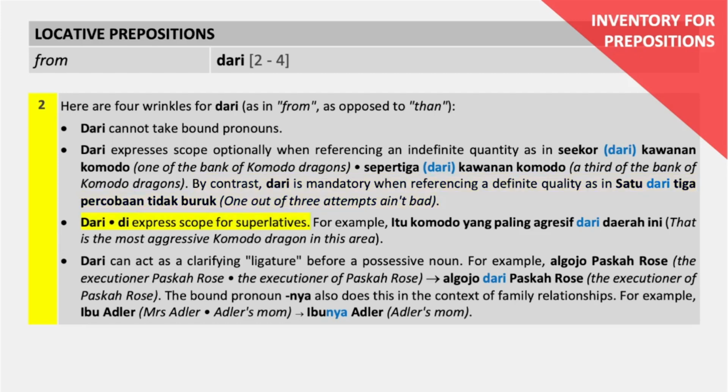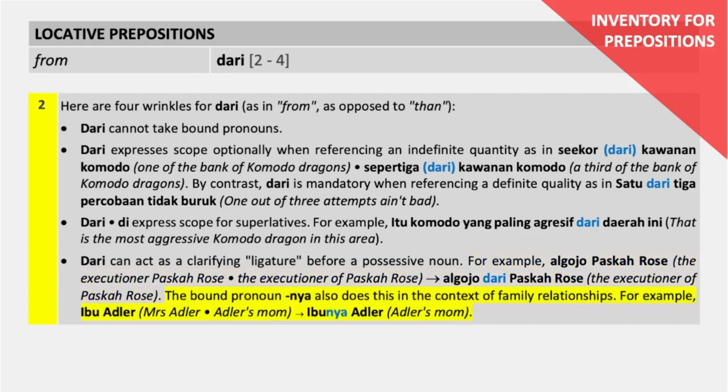Dari can express scope for superlatives. For example, itu Komodo yang paling agresif dari daerah ini. That's the most aggressive Komodo dragon in this area. Dari can act as a clarifying ligature before a possessive noun. For example, Algojo Pasca Rose is ambiguous. It can mean the executioner Pasca Rose or the executioner of Pasca Rose. Adding dari, Algojo dari Pasca Rose, clarifies the executioner of Pasca Rose.